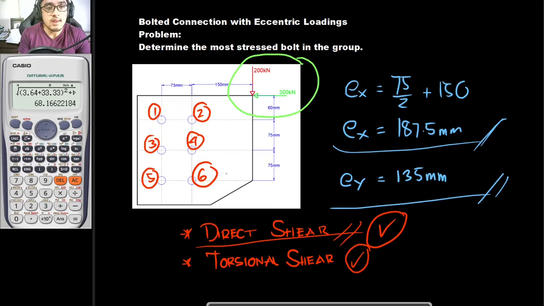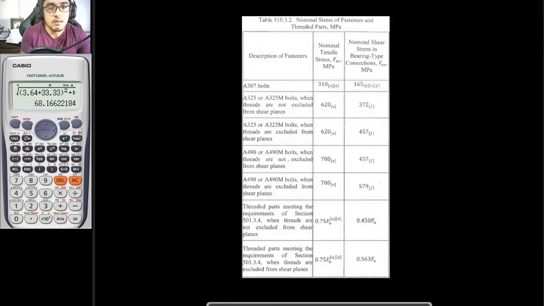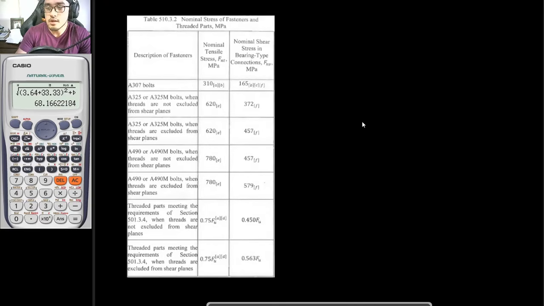But if you would be designing it, it would just be as simple as this. If you can remember, these are the properties that we would be needing for our bolts. Here we have the A307, which is the common bolt, and we have our high strength bolts, which are the following: A325, A490, and so on. But for example, we would be using A325M, and let's say this is our nominal shear stress, which is 457, we would just be determining it here.